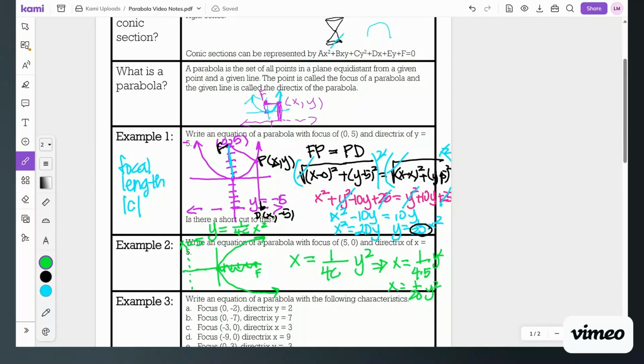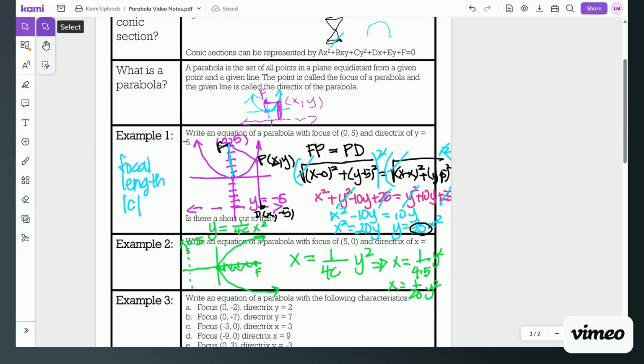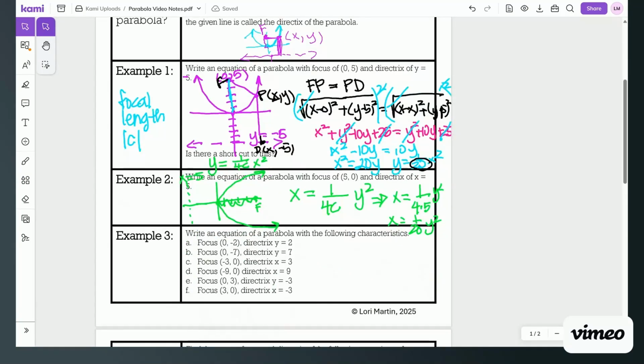So what's the difference in this one and the last one? They open different directions, right? The focal length was the same. They were both 5, but on example number 1, my parabola opened up. Example number 2, my parabola opened to the right. So thinking about those, see if you can work through some of these on example 3. You can pause the video and try these out. So if you didn't pause the video, go ahead and pause it.